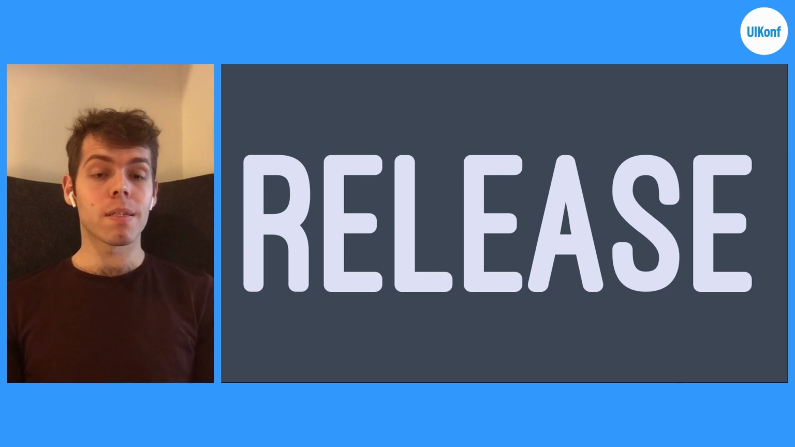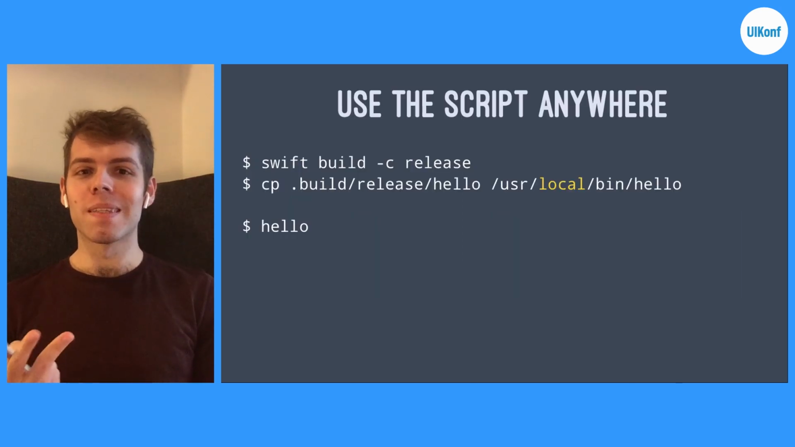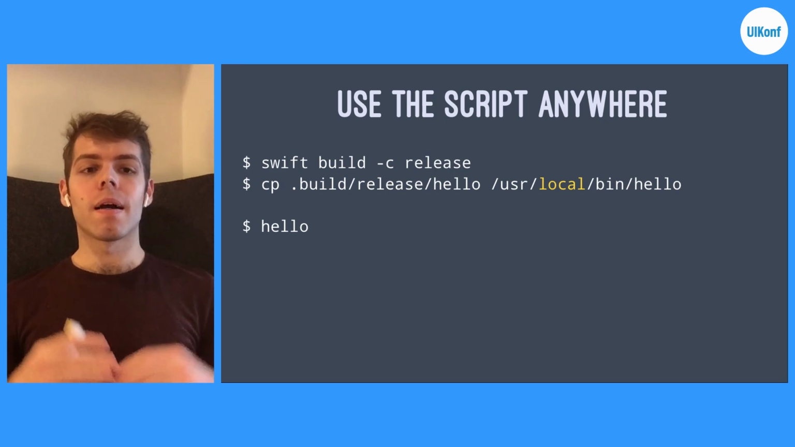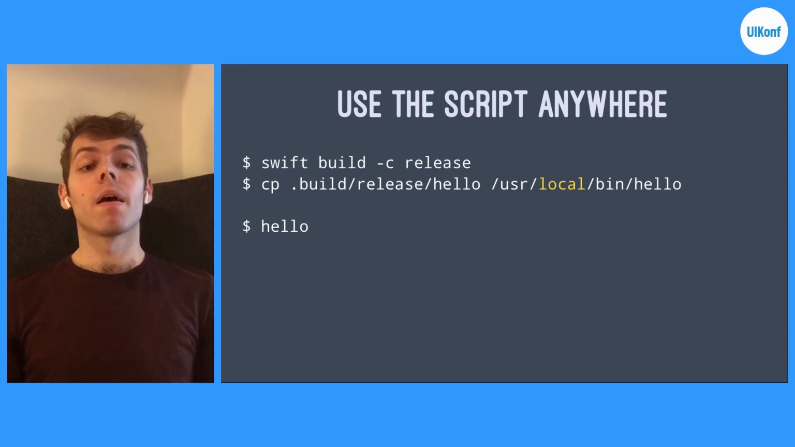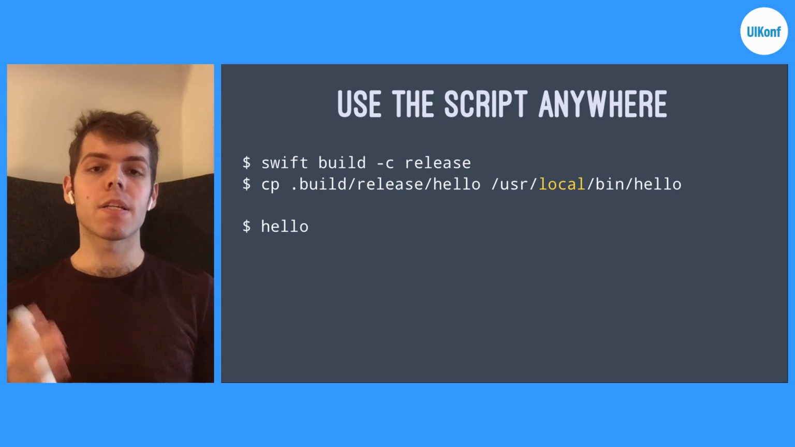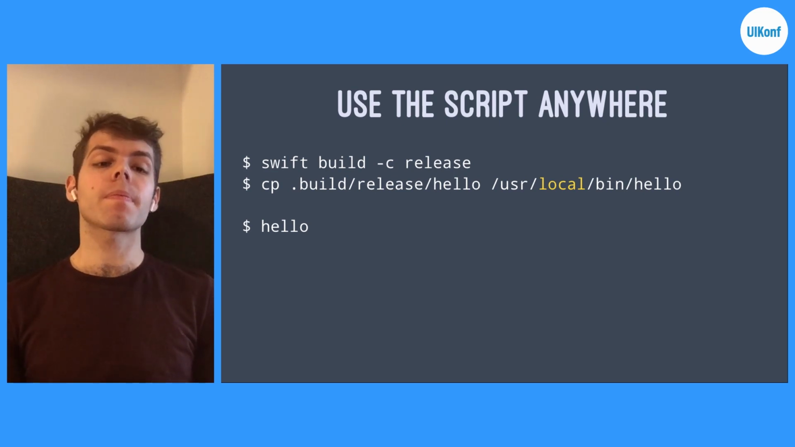So how do we do this? Well, it only takes two commands. The first one is building our script in the release configuration. And what this will do is create a new executable in a hidden folder in our package root that is .build/release/ followed by the name of the script.